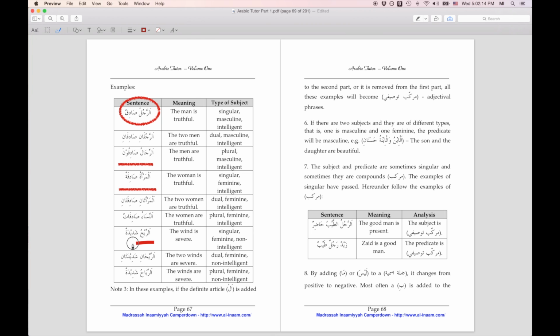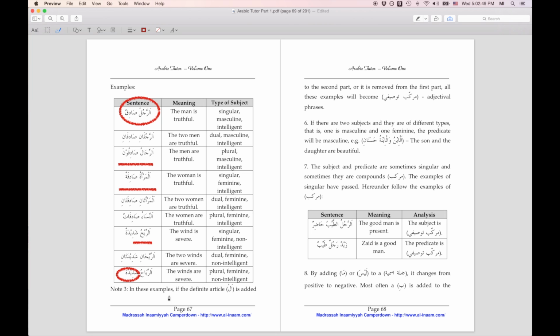Ar-rihu, this is where we have ghayri aqil. So ar-rihu shadidatun, this is singular feminine, the subject is non-intelligent, it's feminine, that's why we have shadidatun. Even if you have a dual or a jama, so ar-rihani shadidatani, the two winds are severe, and for the jama, ar-riyahu shadidatun, the winds are severe, again we're using the singular feminine form for the predicate here.